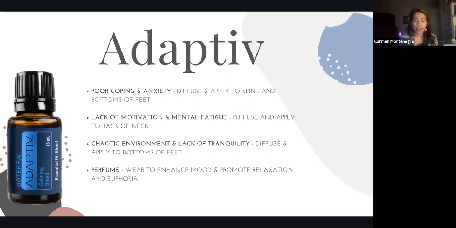You can also use this one in a chaotic environment. So when I work in the heart center, when it's very, very chaotic, I have this Adaptiv that I sniff in, just to help me calm down. Really, it smells so good too. Even the patients, when they smell it, they would say, oh, what is that? It has wild orange in it. It has lavender in it. There is also magnolia and the synergistic effect.